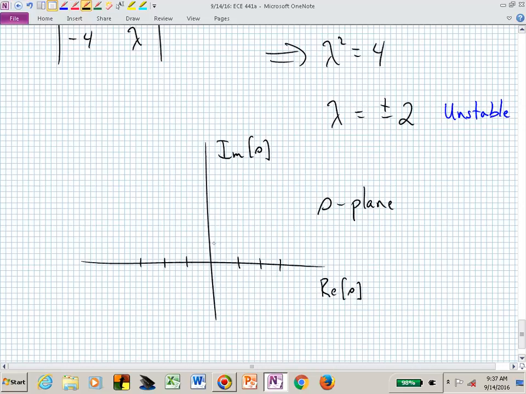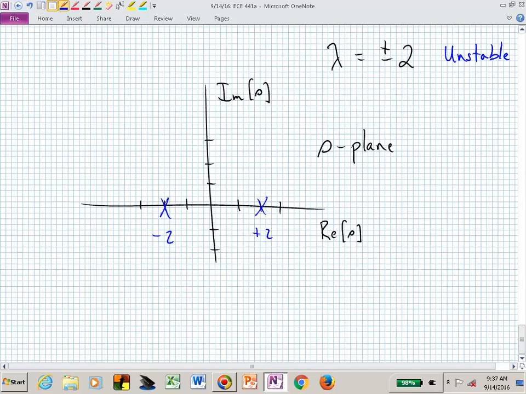Where would our poles be? On the imaginary axis? Do they have an imaginary component? No, those eigenvalues were purely real. We had one at -2, and we had another one at +2. And all it takes is one such pole in the right half plane to cause everything to be unstable.